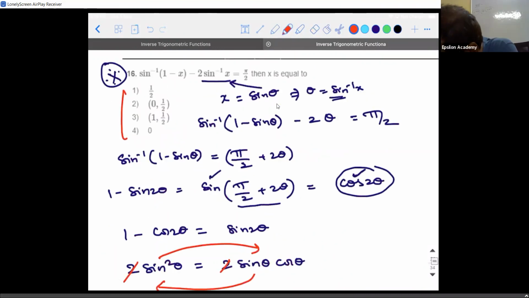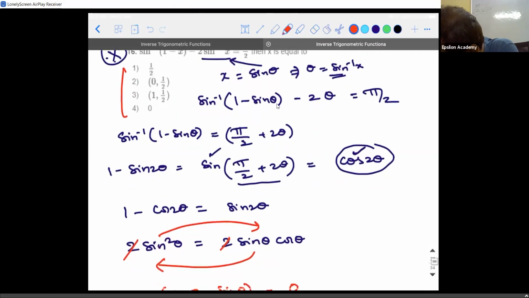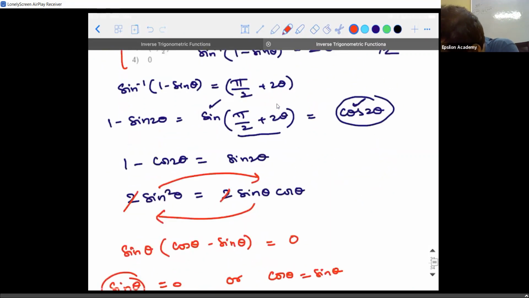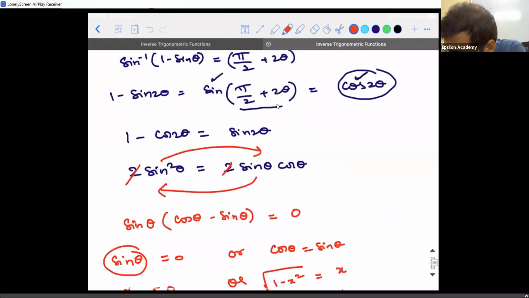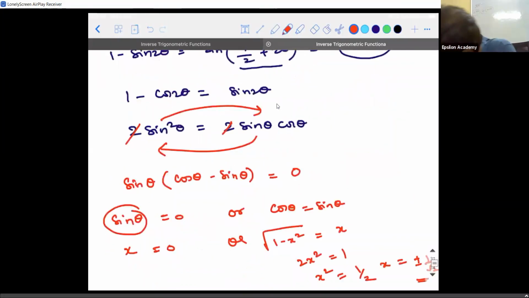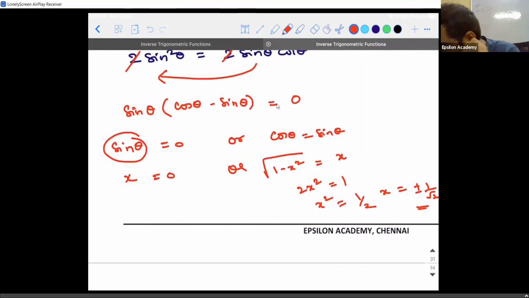Sine inverse of 1 minus sin theta is equal to pi by 2 plus 2 theta. 1 minus sin theta is equal to cos 2 theta. 1 minus cos 2 theta is equal to 2 sin square theta. But there is no half, no? There's no 1 by root 2, sir. It's only 1 by 2. No, but one of the options will only be right. Did I make any mistake?